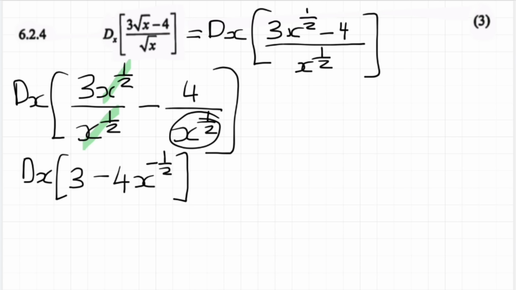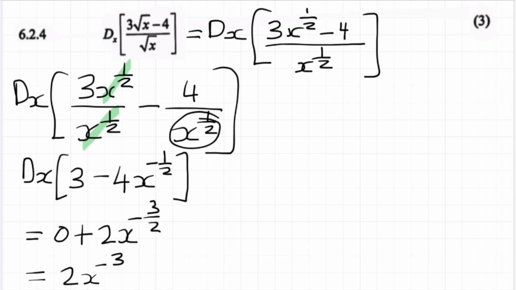So here we're going to have, the derivative of a constant is 0, and then -4 multiplied by half is going to give you positive 2x, and then minus 1 is going to give you -3 over 2. So our answer is going to be 2x to the power -3 over 2, just like that. So this is going to be our answer for this question. Let's move on to the next.